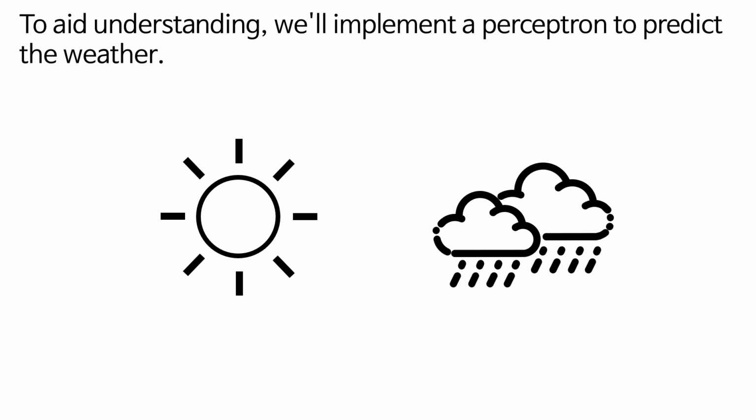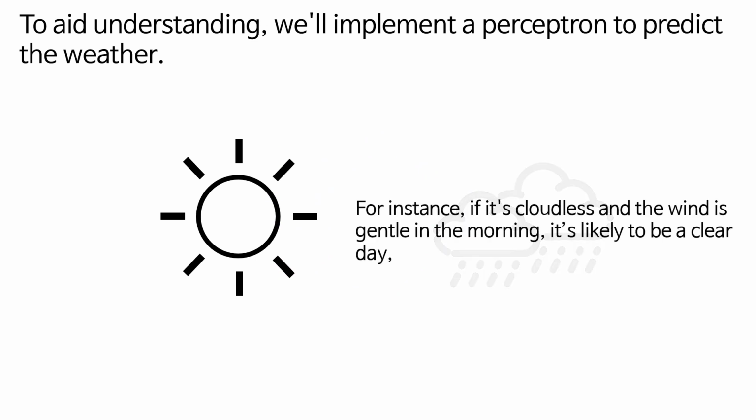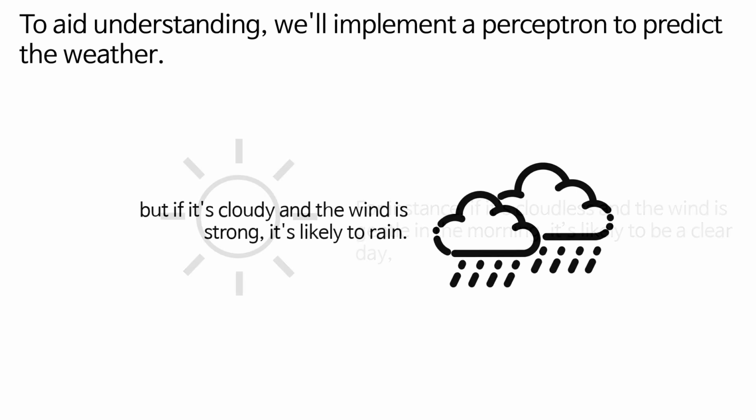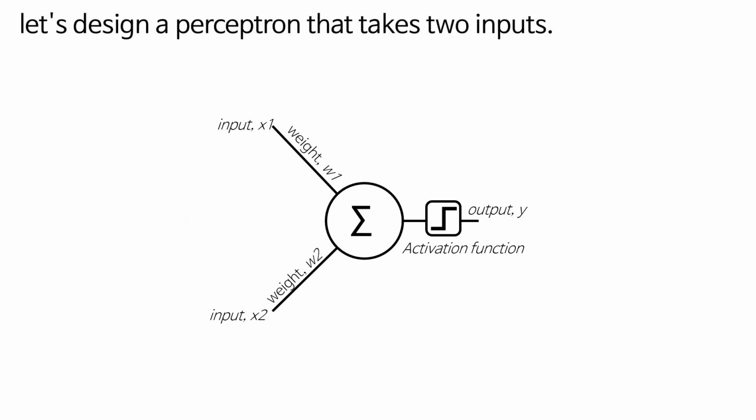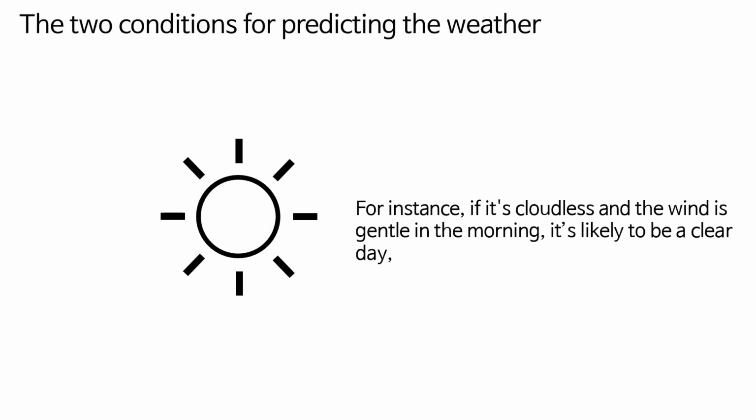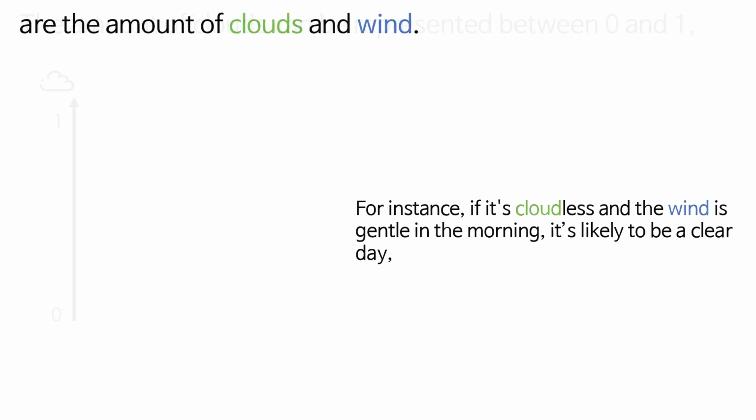To aid understanding, we'll implement a perceptron to predict the weather. For instance, if it's cloudless and the wind is gentle in the morning, it's likely to be a clear day, but if it's cloudy and the wind is strong, it's likely to rain. To simplify the problem, let's design a perceptron that takes two inputs. The two conditions for predicting the weather are the amount of clouds and wind.